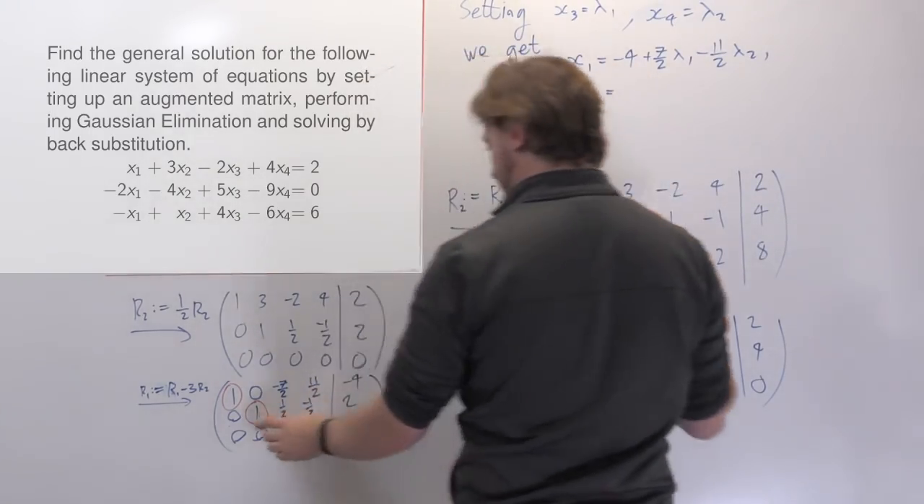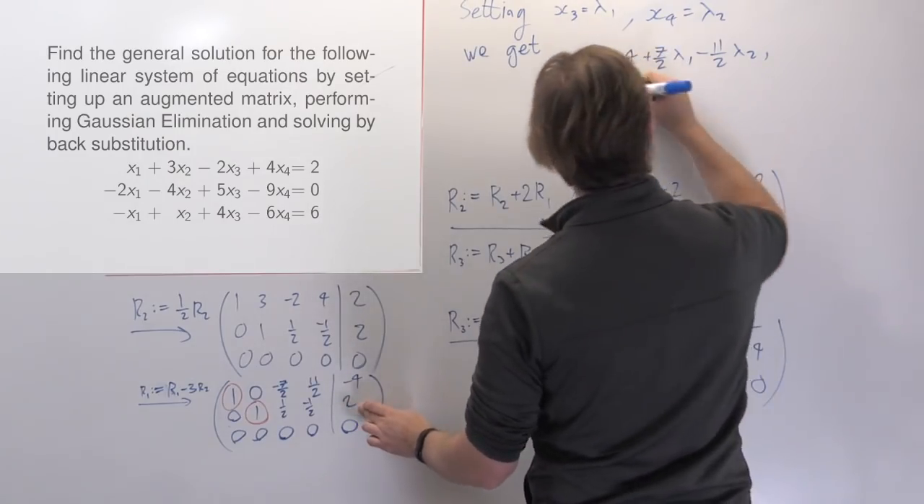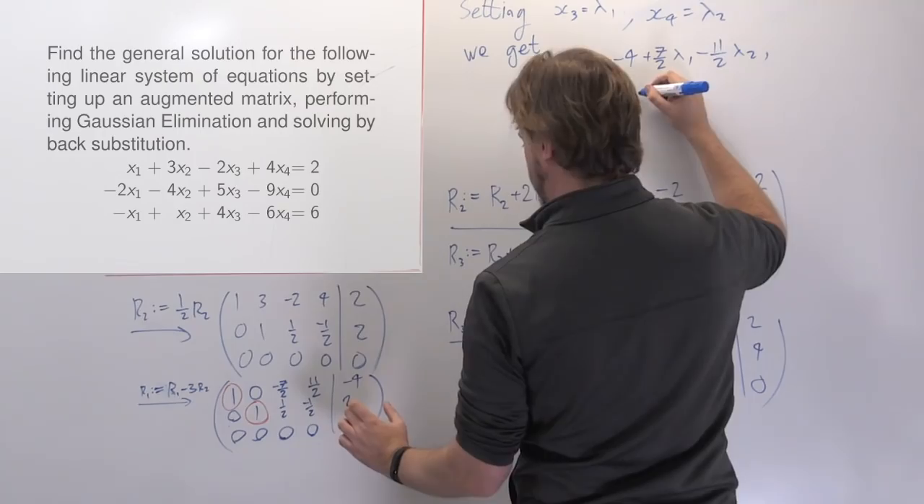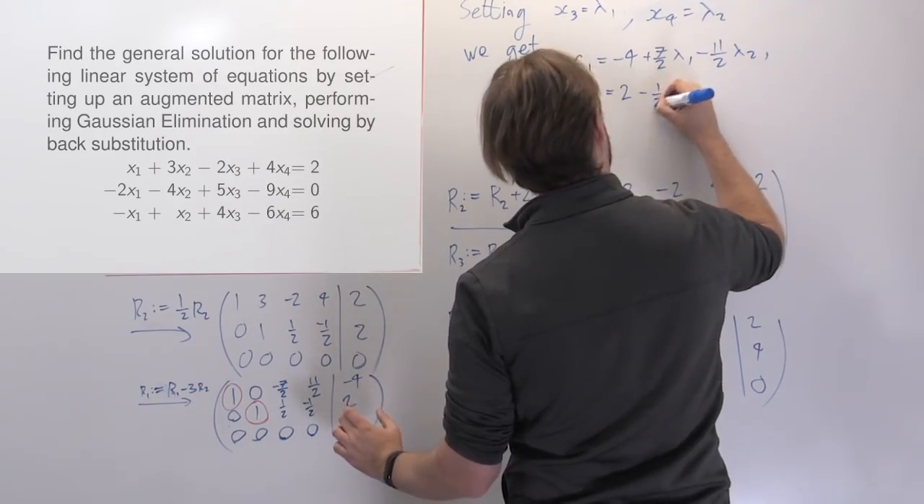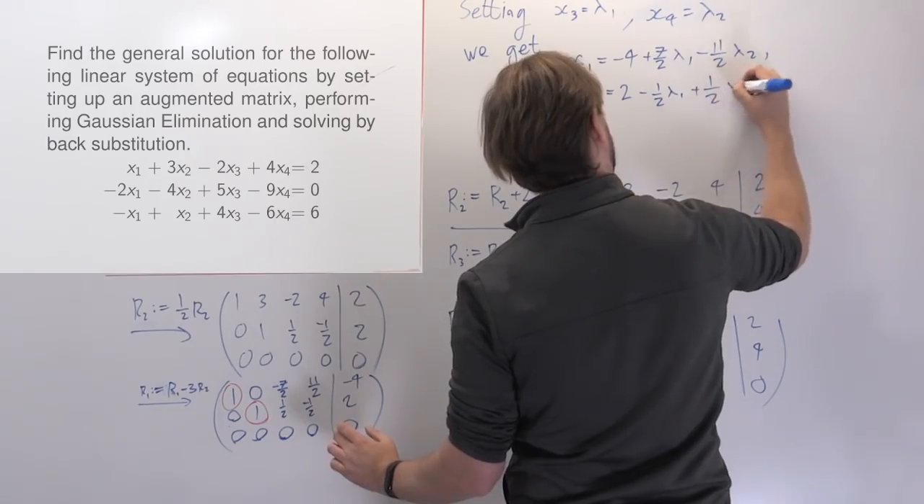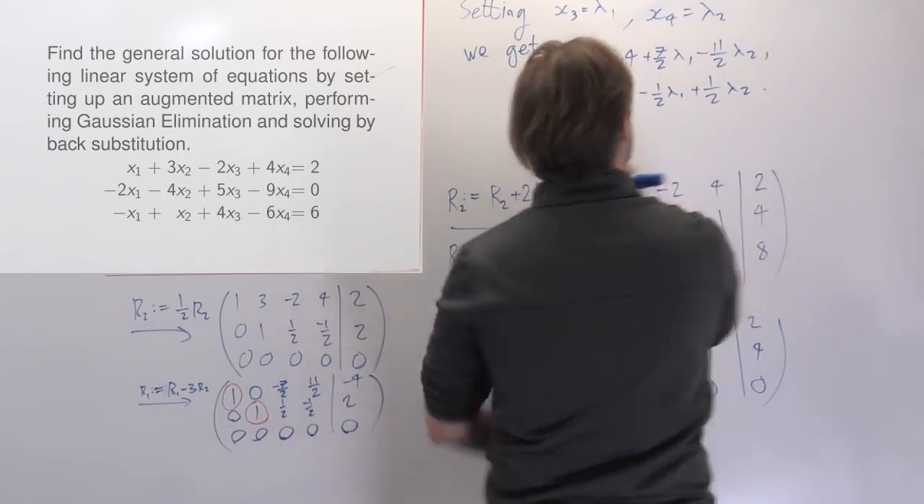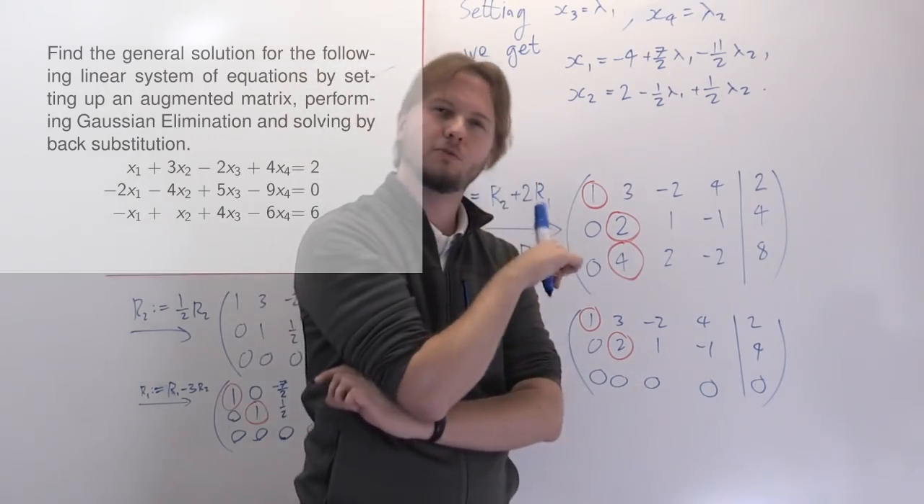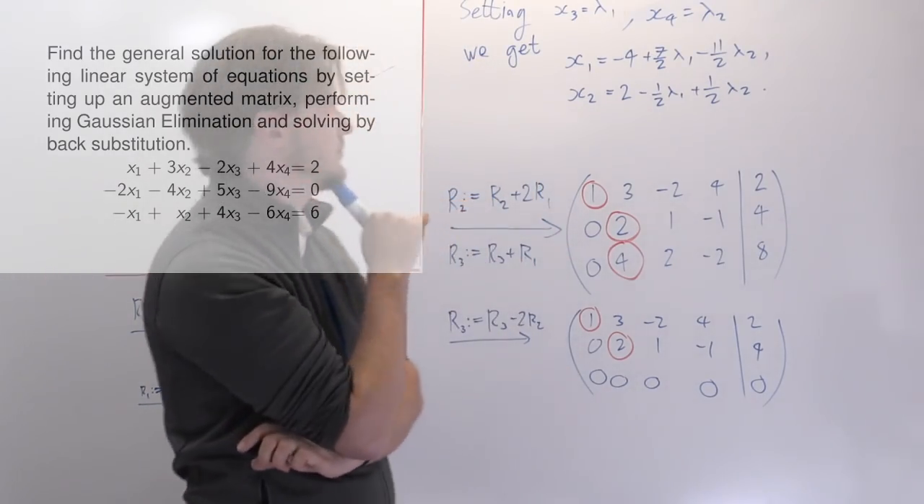x2, according to this, it's going to be 2. I'm going to shift these terms to the other side, so it's a minus 1/2 lambda 1 plus 1/2 lambda 2. And I would be happy with that as a solution. Yeah, I'm happy just up there as a solution.